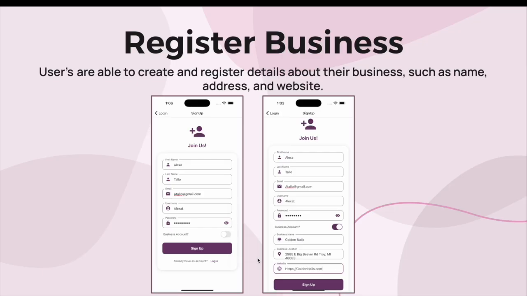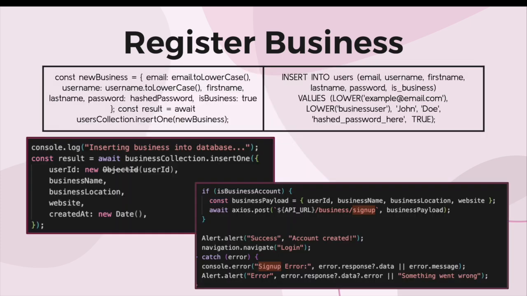First feature is Register Business, where users are able to create and register details about their business, such as name, address, and website. Here's the query on the left for our MongoDB, and then the equivalent SQL query is on the right. So this is where we insert business data such as name, location, website into our MongoDB. It creates a new document with that user's info and the timestamp, as you can see on the code snippet on the left. The code then runs during signup if the user toggles a business account on that screen. It makes an API call to store the business data in the database.